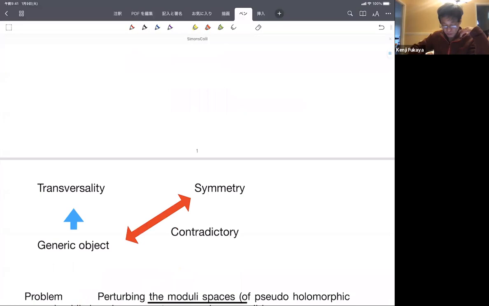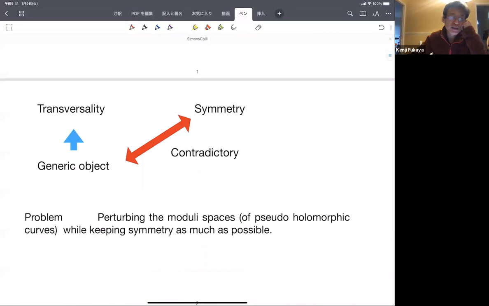As you know, transversality is related to genericity. So a generic object is transversal. But at the same time, a generic object is not so symmetric. So the issue is that if you want to have some symmetry, whether this symmetry is realized after perturbation is non-trivial. And there are many different kinds of symmetries.